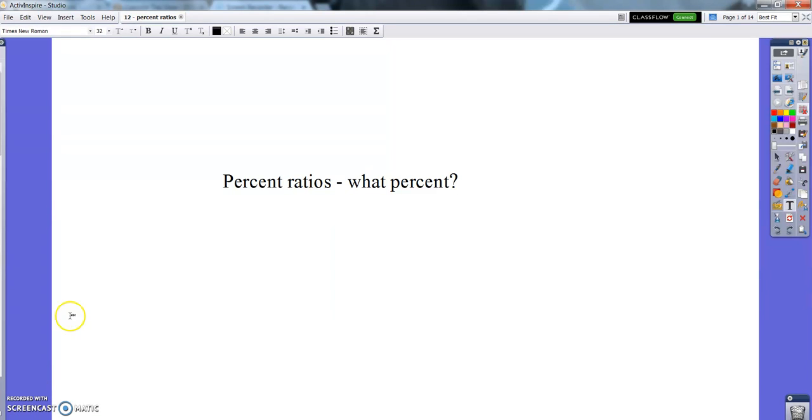Hey everybody, we're going to start talking today about percents. I'm sure you've seen the percent sign and heard the word percent before, and a percent is a kind of ratio. So we're going to talk about percent ratios today, and we're going to talk about percent ratios tomorrow. So today's question is, what percent is that? So go ahead and label your next page, percent ratios, what percent?